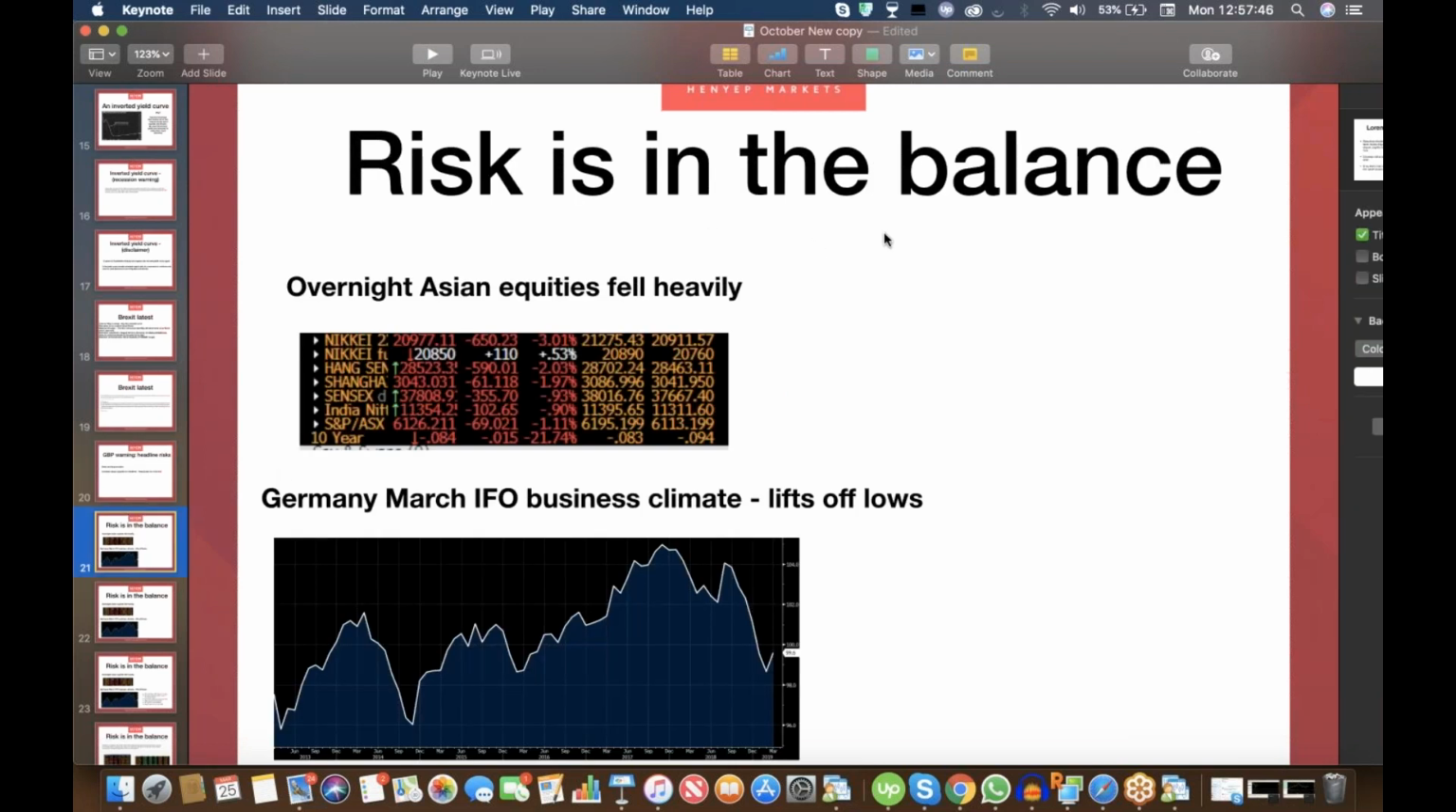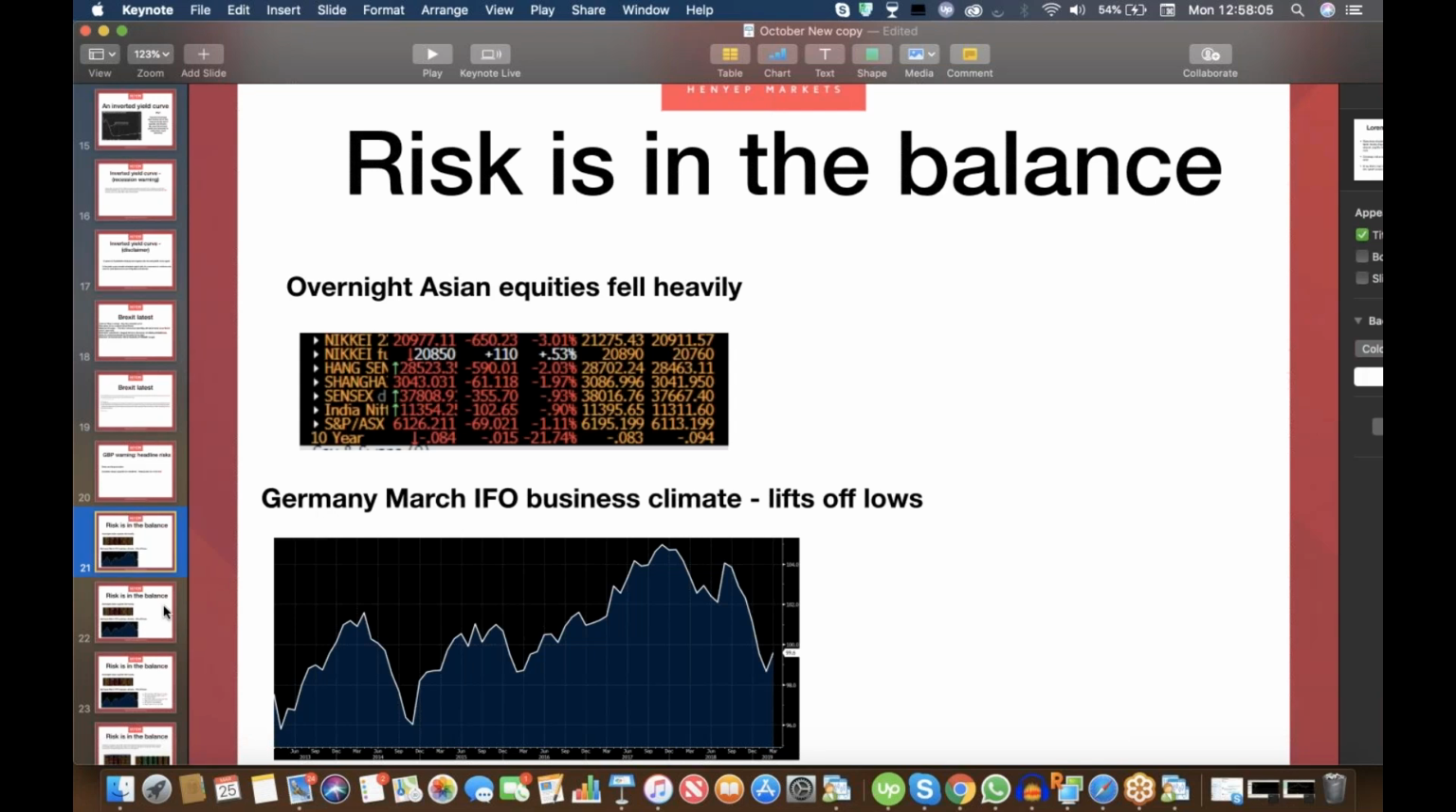Okay, risk is in the balance at the moment. Overnight Asian equities fell heavily. Now, this was the fallout from Friday. Hang Seng down 2%, Nikkei down 3%. Remember what I've told you before? When an equity market is down 1%, take notice. So 3%, big drop. Hang Seng 2%, big drop. Shanghai 2%, nearly a big drop.